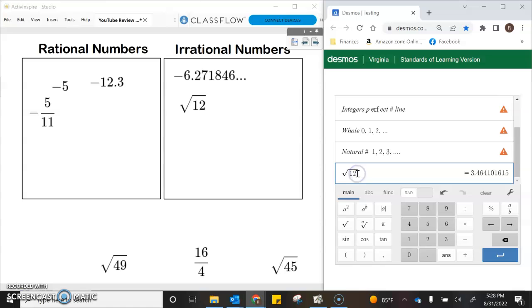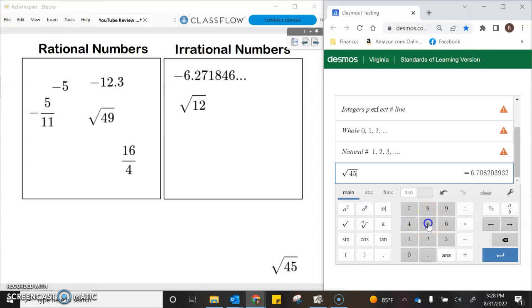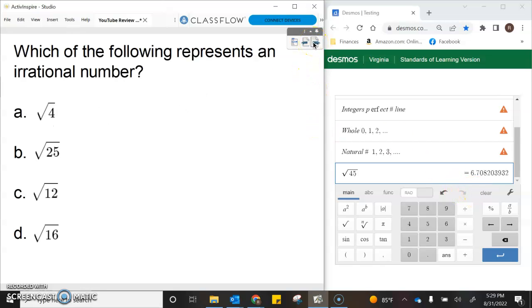Then I'm going to do the square root of 49. 7. 7 is definitely rational. Then we've got 16 over 4, so let's put that in the calculator. That equals 4, definitely rational. And then finally we have the square root of 45, so let's try that. Crazy chaotic numbers, definitely irrational. All right, so let's go on to the next one.